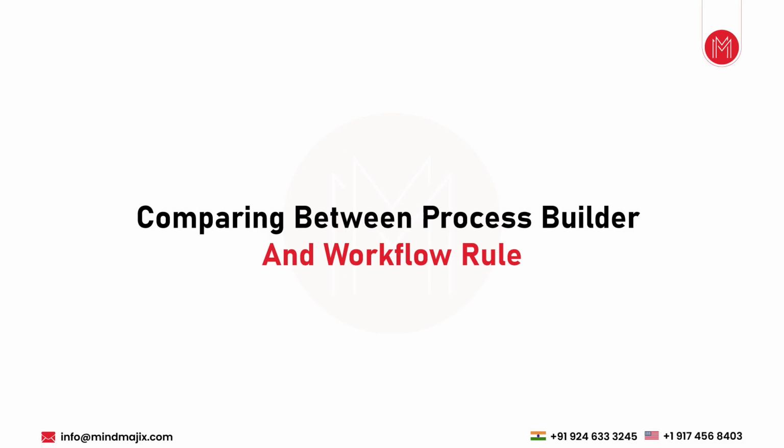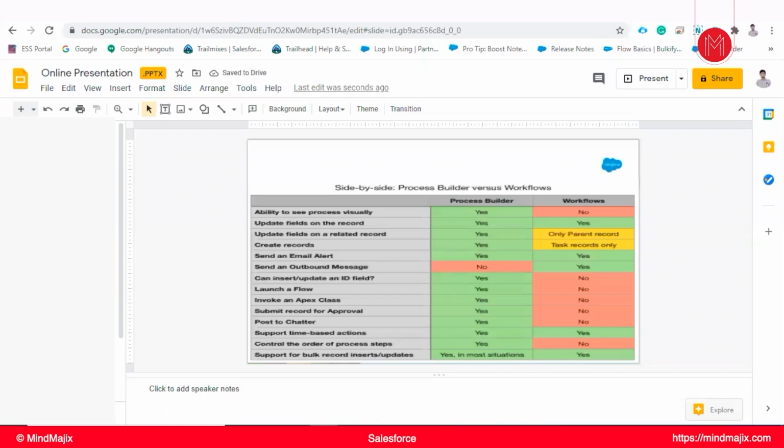Comparison, okay, between Process Builder and Workflow. As you've seen, there is one automation tool, Workflow. Then you will ask why we need to go to Process Builder. See, there are some limitations in workflows. Like in workflows, we can only do 4 actions.